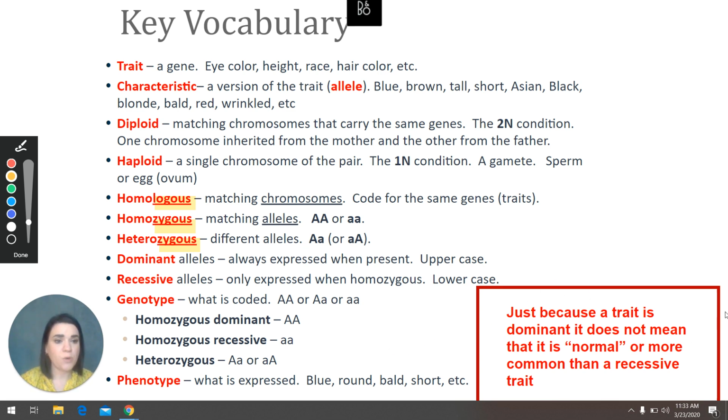And then just to repeat this, and again, it was in the Amoeba Sisters video as well, just because a trait is dominant, it does not mean that it is normal or more common than a recessive trait. So we've talked about this a couple times. It was in videos. This is a very typical test question that you'll see in genetics classes or in standardized testing. This is a very common question because intuitively you would think that a dominant trait would always be more common, and that's not necessarily true.